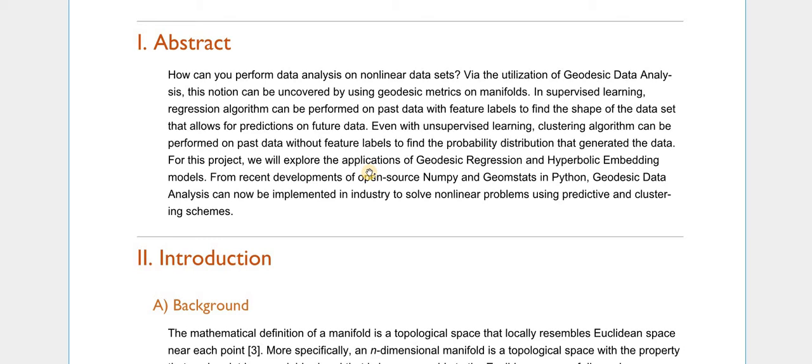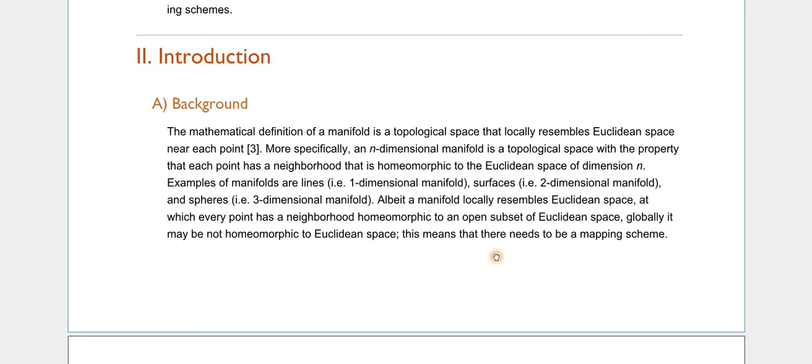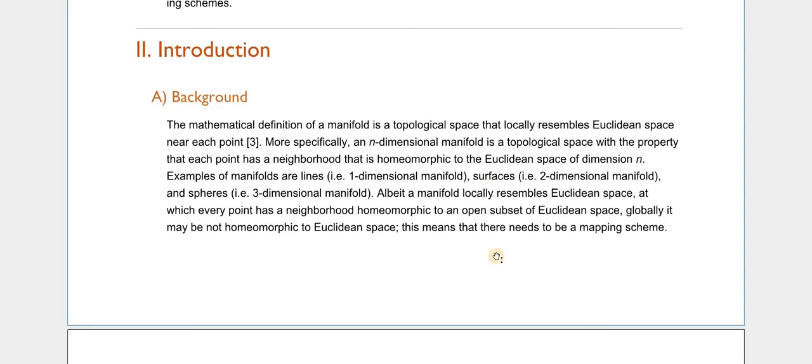There's a ton of packages out there in Python, which I will cover some, but mainly we'll only talk about Numpy and Geomstats and show you how you implement geodesic data analysis. So without further ado, let's begin. Mainly, I'll start off with the math aspect of manifolds and geodesics, and then we'll implement the Python subsequently.